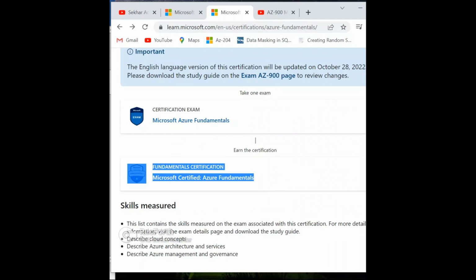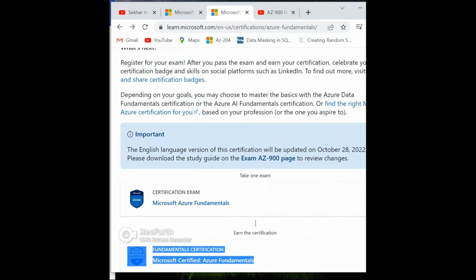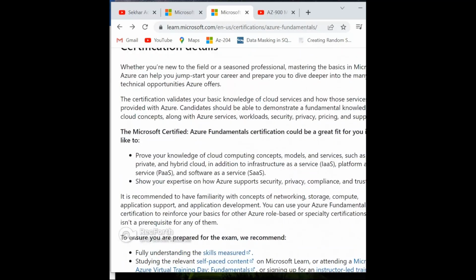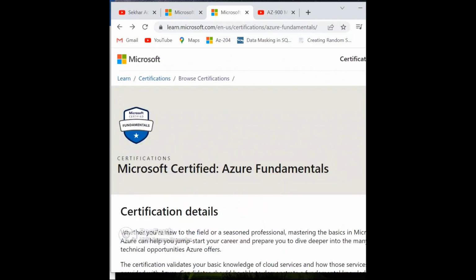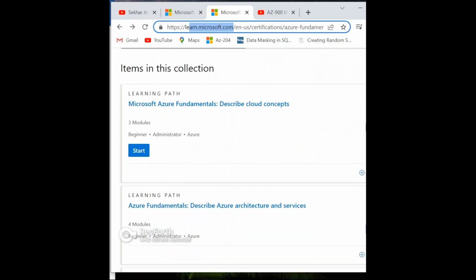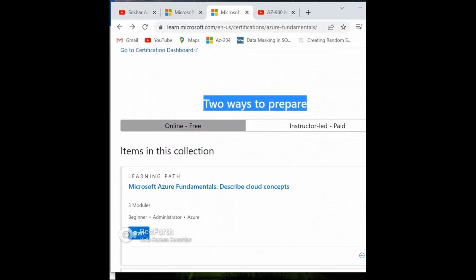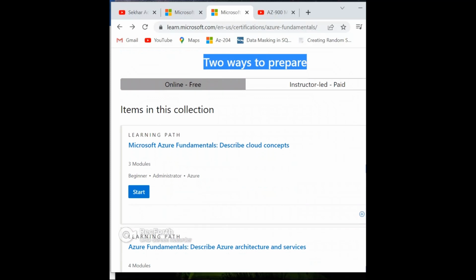Now let us discuss the exam questions and preparation. Here are two things I followed. For the exam course, I went through the Microsoft official site. In Microsoft Learn, I followed the guide they have provided. You have two ways to prepare: one is online and free, another is instructor-led and paid. If you are interested, you can take the paid session as well; otherwise, you can go with the free online option.